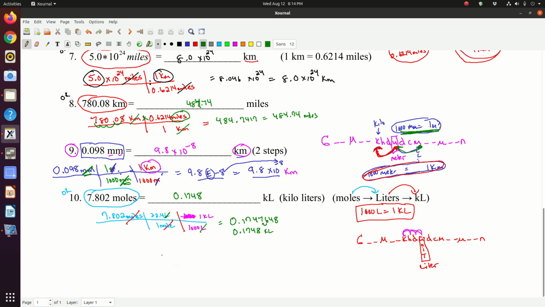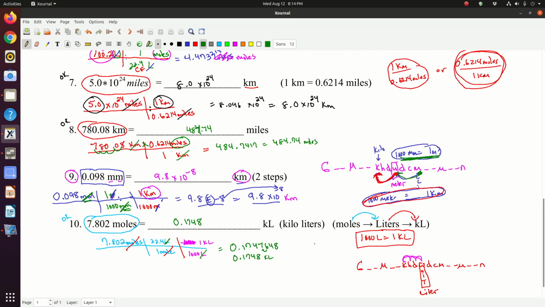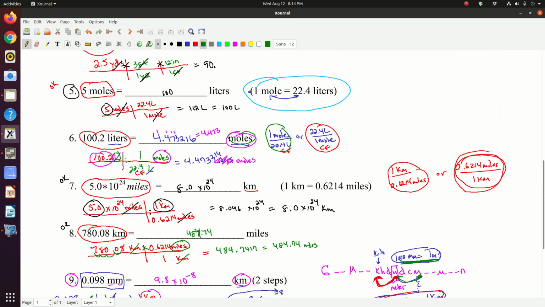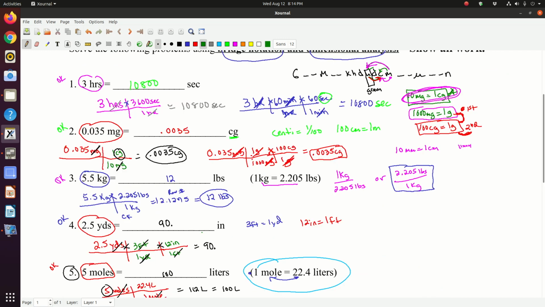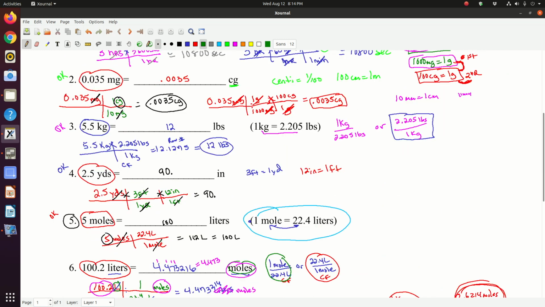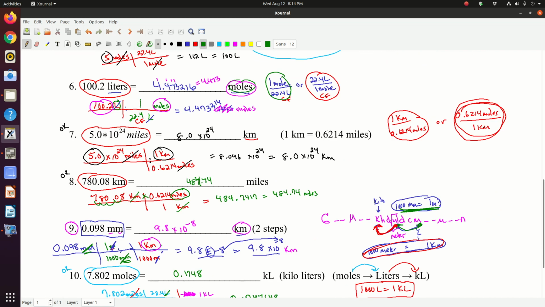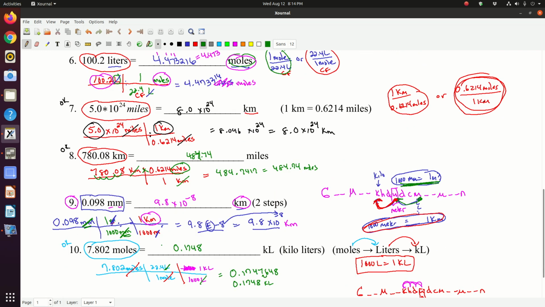Now before we wrap this up, I want to go back up to anything that's just purely metric. Liters and moles, yards. I have this one. I've already covered number 2 more than once. Okay, we're not going to do any more with the purely metric stuff. We'll wait until I have some more like that.